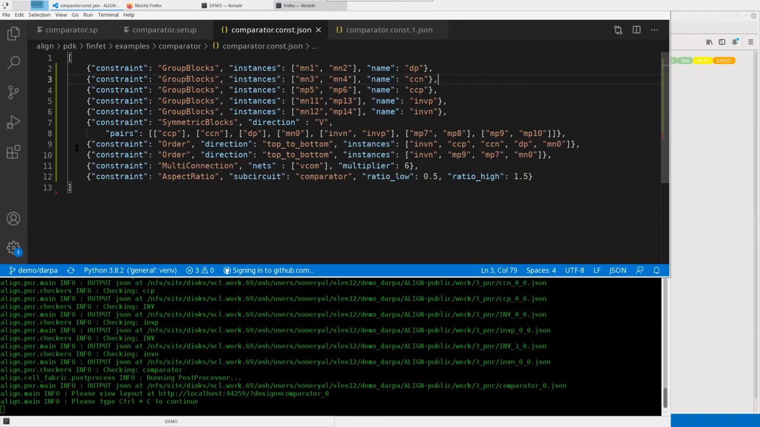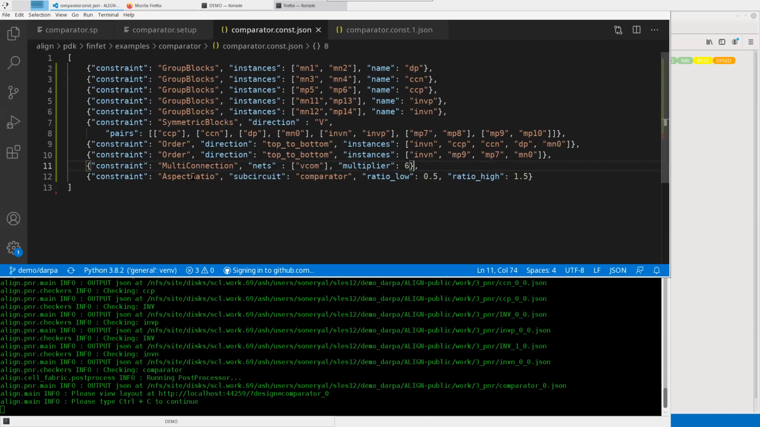Lines 9 and 10 specify some ordering, from top to bottom, in which we want to place these primitives. On line 11, there is a multi-connection, which specifies that for the tail, or the common source of the diff pair, we want to use multiple tracks so that we can reduce source degeneration.